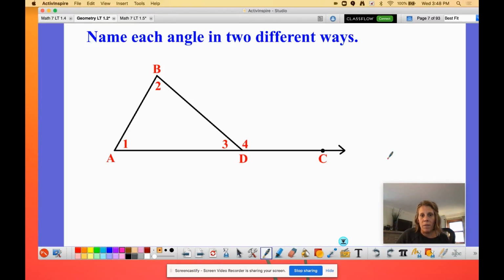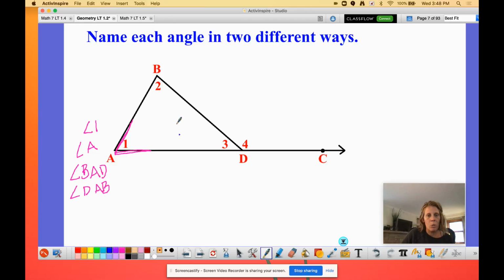Now, I want you to draw this sketch or this figure, and I would like for you to name each angle in two different ways. Pause the video if needed so that you can draw the sketch. I'm going to go ahead and start with this angle right here. We could call this angle 1, angle A. I'm going to do more than 2 because I want you to make sure you're checking your work. We could call this angle BAD, or go all the way, BAC. We could also call this angle DAB.